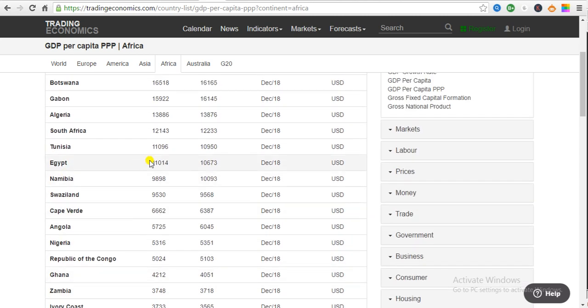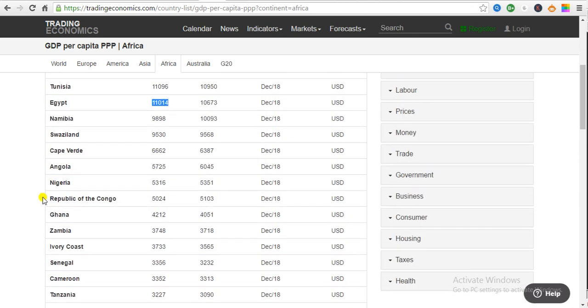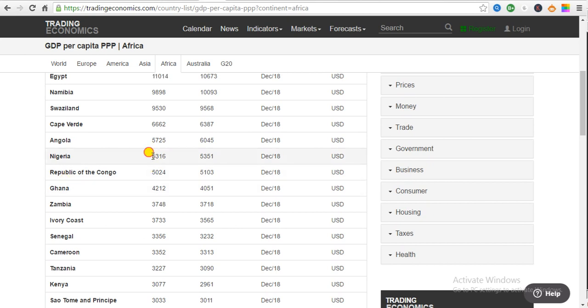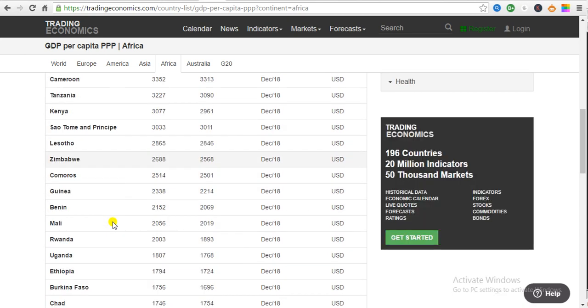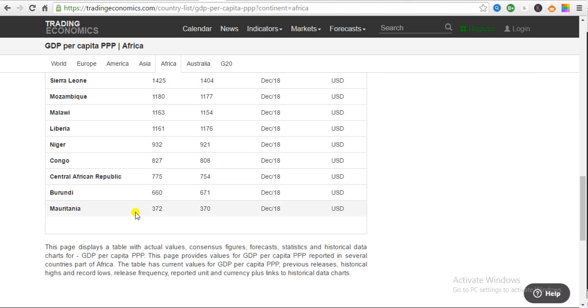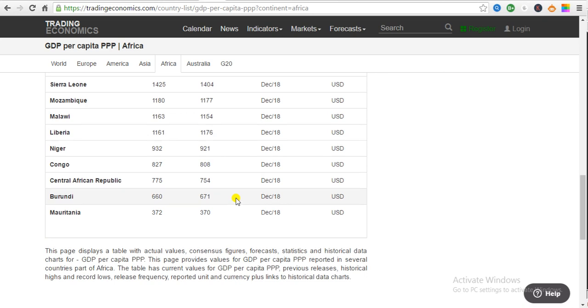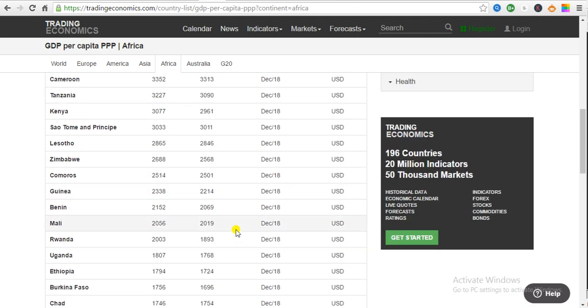Egypt, pretty low. But the number is good, about 11,000, right, for every person. Nigeria is pretty low, and Mauritania being the lowest. All right. So this is exhausting in terms of thinking about it, doing it, and acting upon it. But it's very important. Rwanda down here.